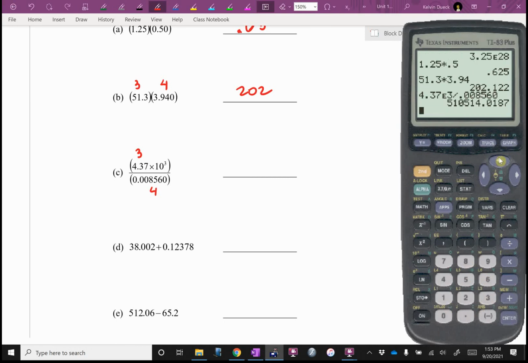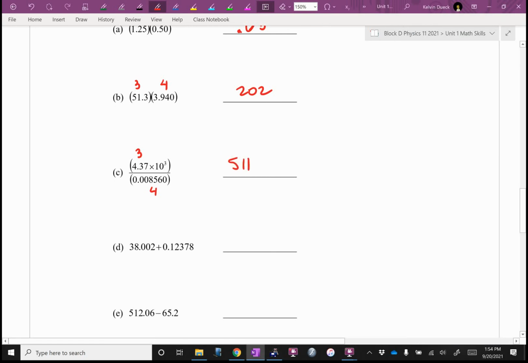Ooh, the third sig fig, is that 0? Is that 0 going to stay as 0 or become a 1? So is the answer 511? No, it's got to be 511 what? 1,000, because that's where the 0 was sitting. Or 5.11 times 10 to the 5th.